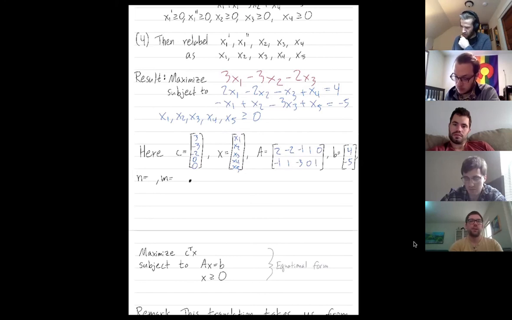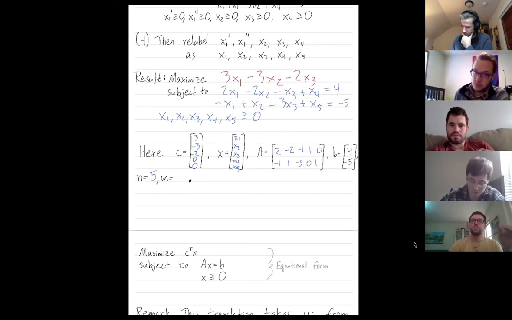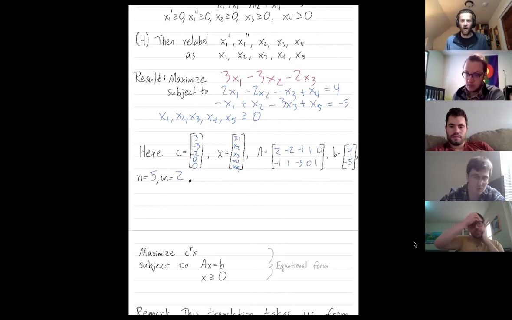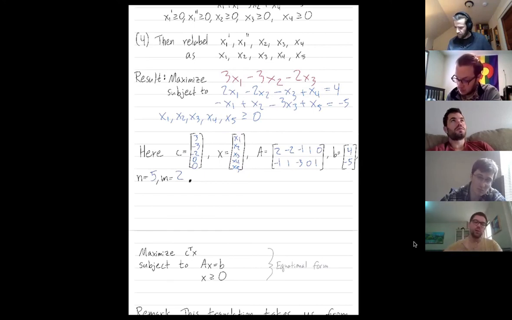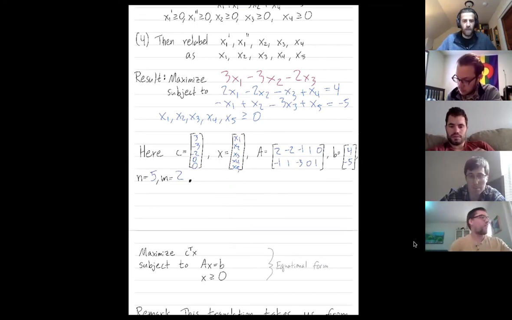And the new number of variables is 5. We went from 2 variables up to 5. M, the number of constraints, is 2. M is the number of equality constraints. And then we also have all of the non-negativity constraints. So these are the vectors and matrices putting it in equational form.